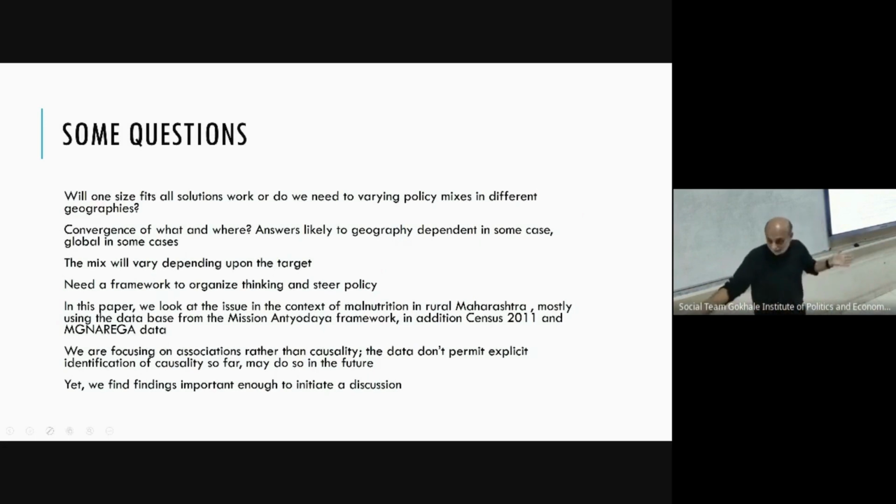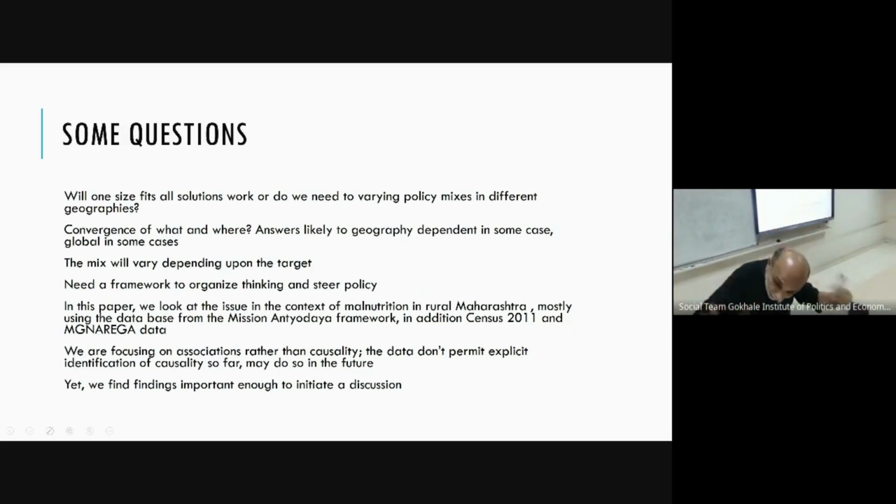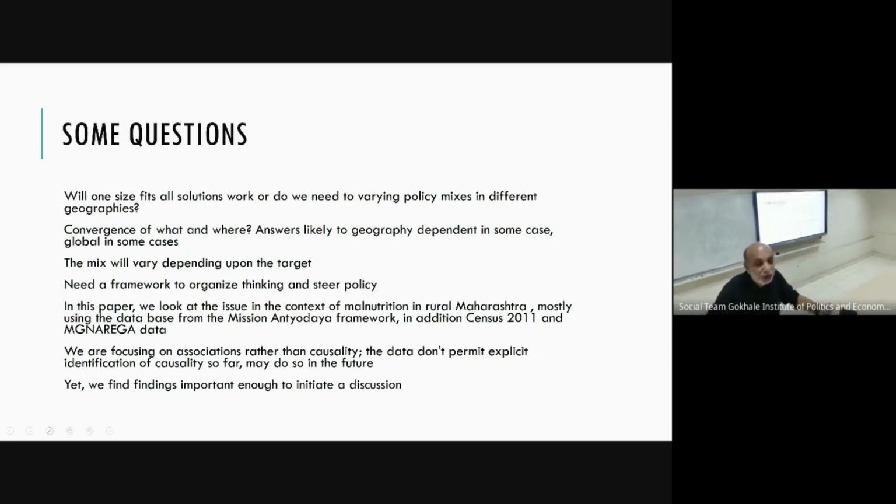Convergence of what and where? If policy is going to vary regionally, then so what and where? And answers are likely to be very geography dependent in some cases. In some cases, they might be global answers. And you have no a priori way of saying what works. So you have to learn it from the data. So we need a framework for organic thinking.